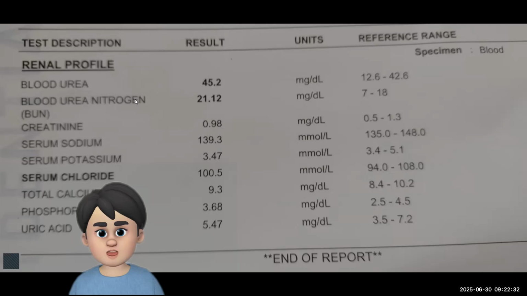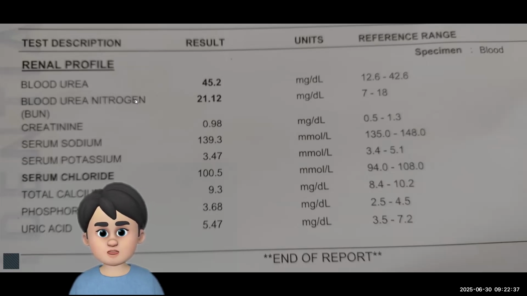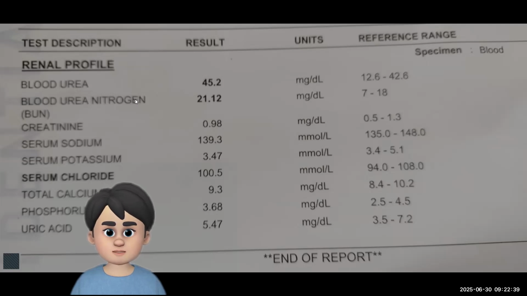Serum sodium in this patient is within the normal limit. High sodium we call hypernatremia. Hypernatremia is caused by dehydration, excess salt intake, diabetes insipidus, and some medication. If you have high sodium, you get thirst, confusion, and coma. You get a coma if it is very high.